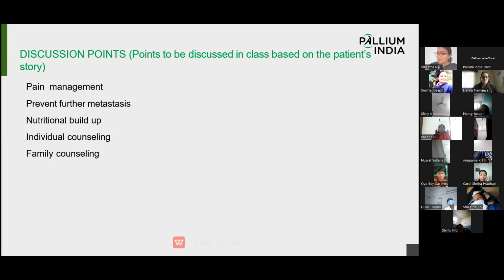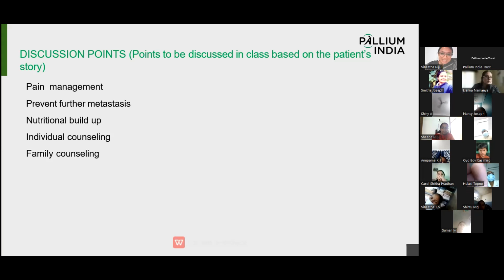Nutritional buildup? Yes. What kind of food are we going to ask her to eat? I don't see any answers. Okay. Tracy says protein-rich diet. Carol says soft foods. Nancy says small frequent meals. Yes, all of you are right. We ask her to have soft foods, small frequent meals, protein-rich diet, absolutely.